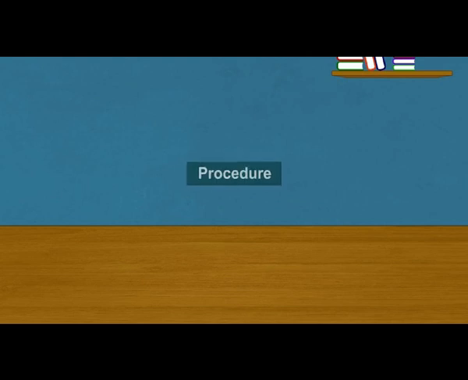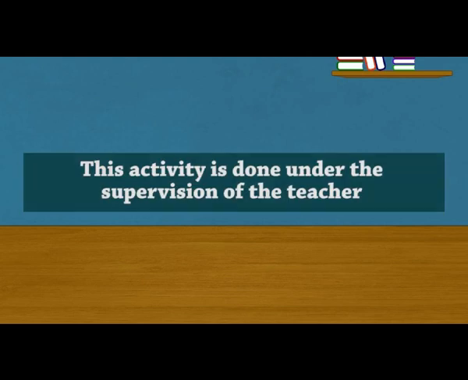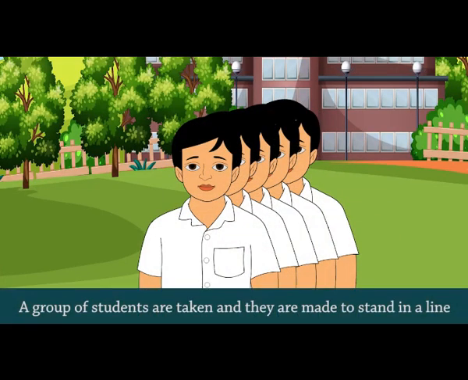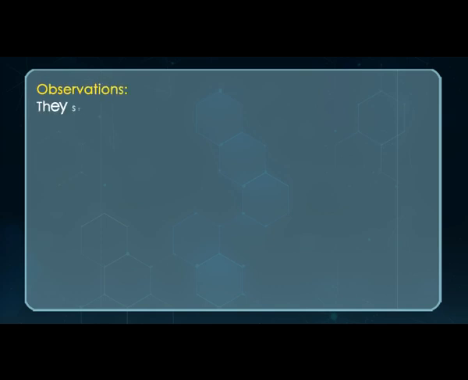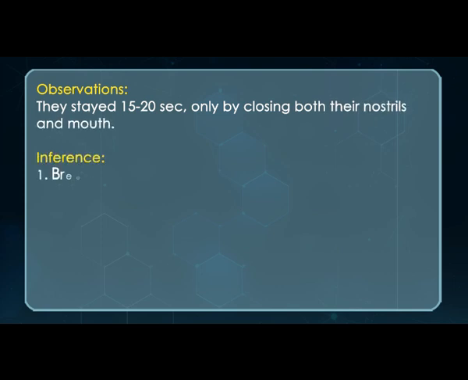Procedure. This activity is done under the supervision of the teacher. A group of students are taken and they are made to stand in a line. They are asked to close their nostrils and mouth and observe the time. Observation. They stayed 15 to 20 seconds only by closing both their nostrils and mouth.